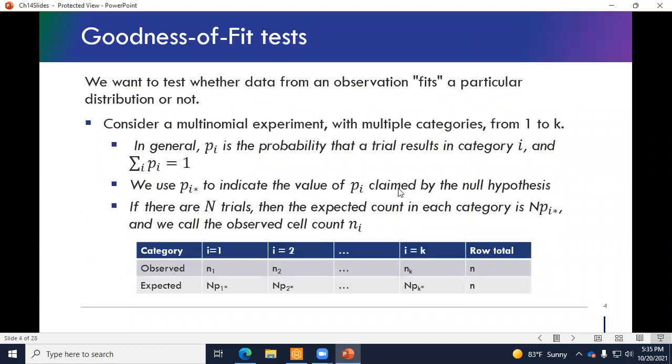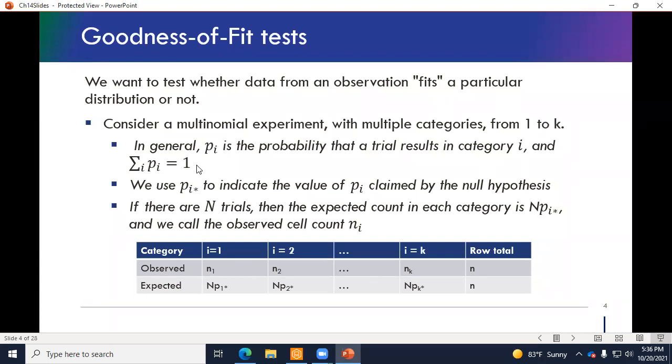So basically for this situation, we want to test whether our data from the observation fits a particular distribution or not. We see data from different categories, and this is a more generalized version of the situation we're dealing with: a multinomial experiment. We have multiple categories from 1 to k. From the previous blood type example, k equals 4, right?